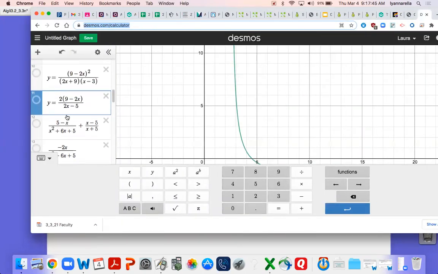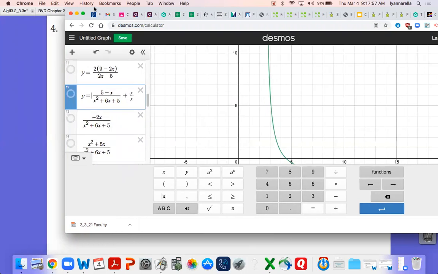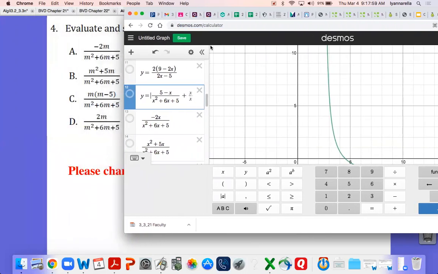So notice what I did. This is that problem, but I said 5 minus X over X squared plus 6X plus, and I probably should have said Y equals. Okay. And then I did each one of those 4 answers below. This is the -2m one. And this is the, you see what I mean?